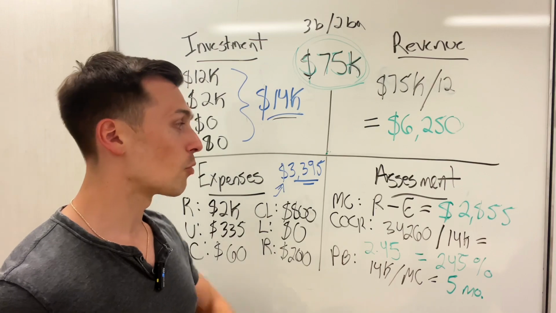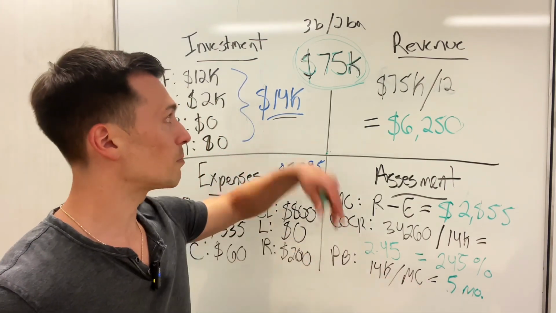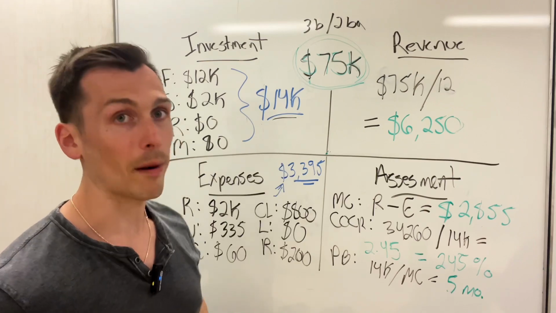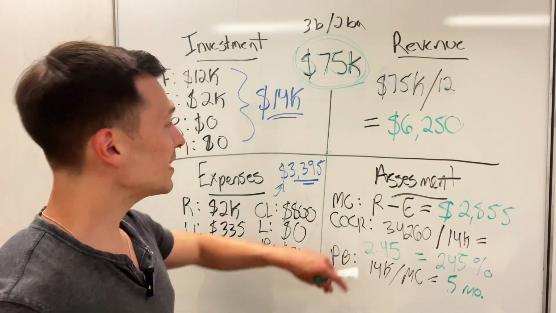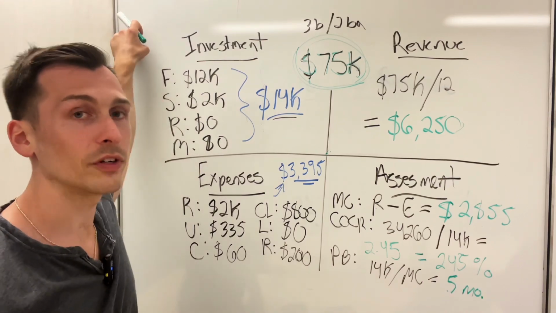And then honestly, the more properties you have, the much quicker this goes. So I'm analyzing this based on you having no properties. This is your first property. But guys, this is an all-encompassing way to measure the health of an arbitrage deal.